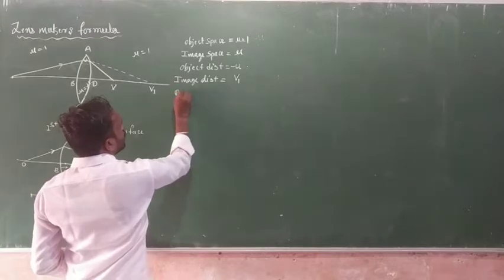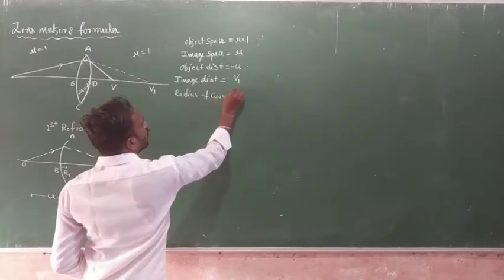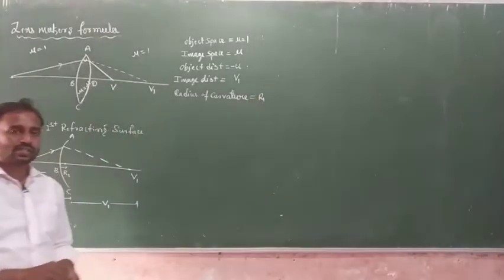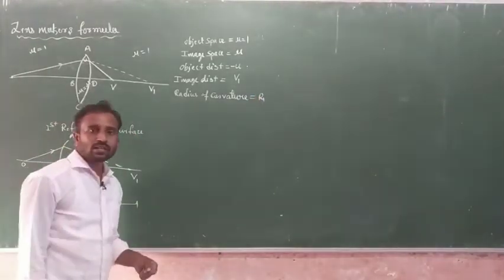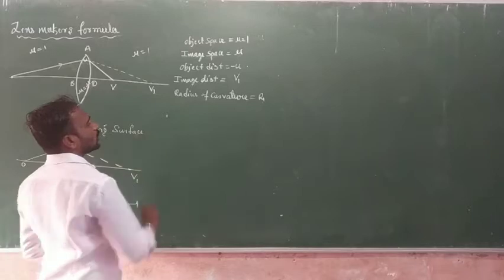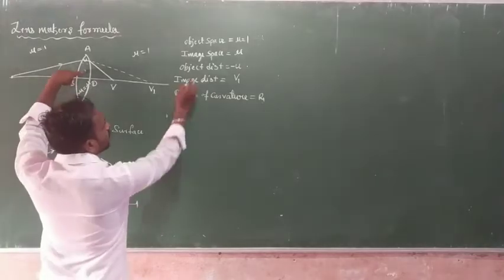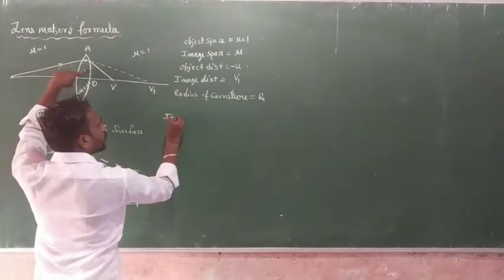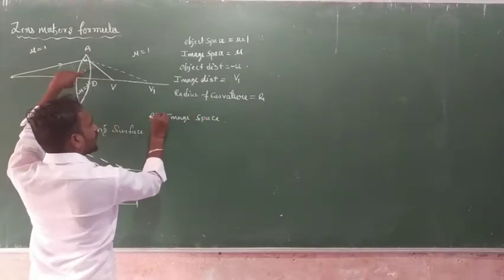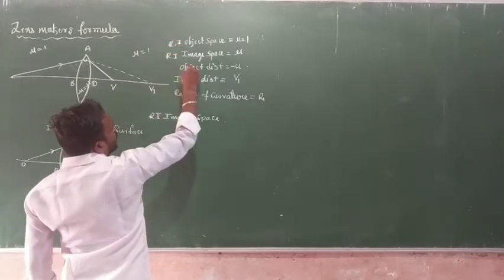Another one is the radius of curvature, R1, which is positive. We know the spherical refracting surface formula. It involves the refractive index of the second medium, meaning the refractive index of the image space, and the refractive index of the object space.